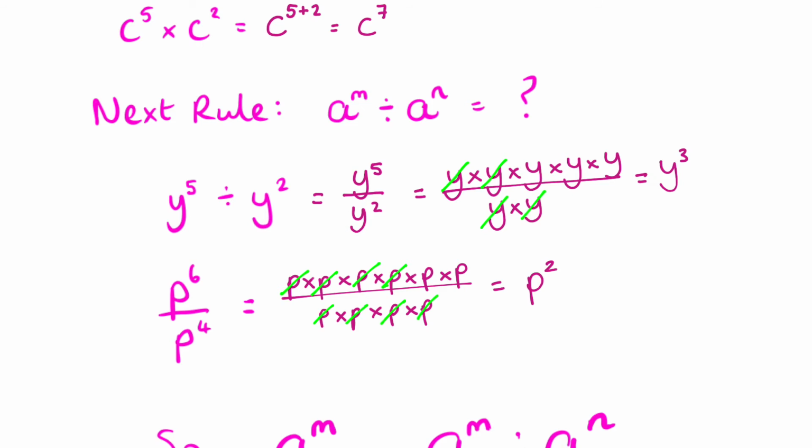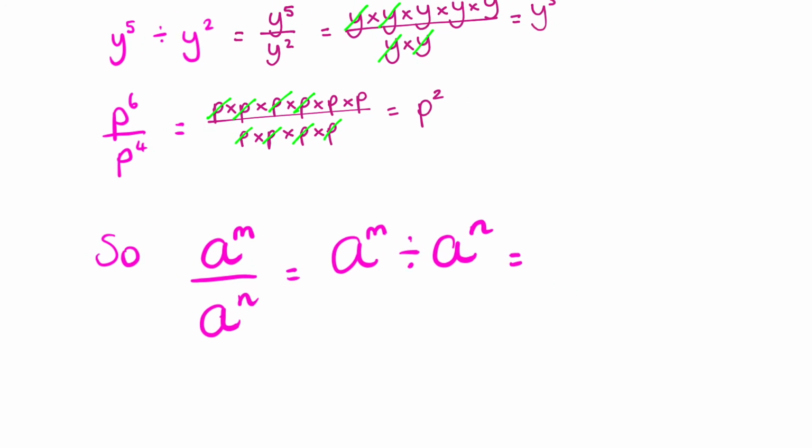Okay, so can you see what the rule is? If y to the power 5 divided by y squared is y to the power 3, and p to the power 6 divided by p to the power 4 is p squared or p to the power 2, can you see what the rule is?